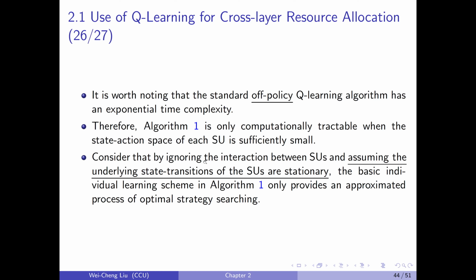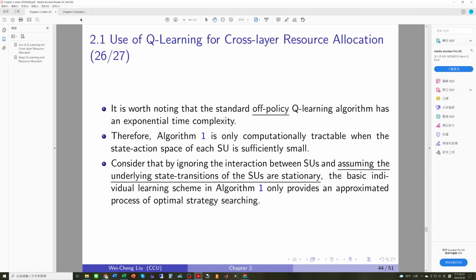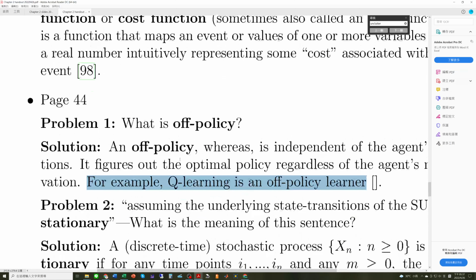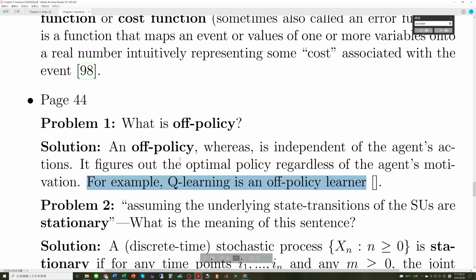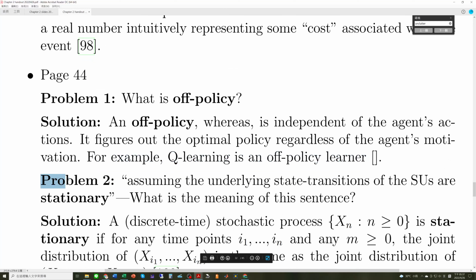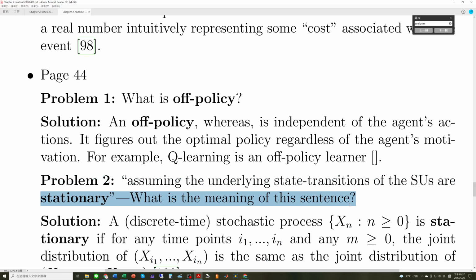Consider that by ignoring the interaction between secondary users and assuming the underlying state transitions of the secondary users are stationary. What is the meaning of this sentence? Let us see the handout. Problem 2. Assuming the underlying state transitions of the secondary users are stationary. What is the meaning of this sentence?